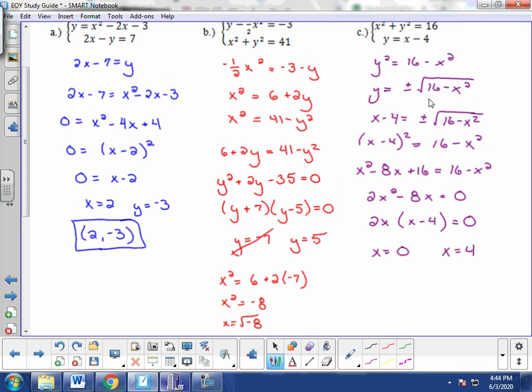Then I can go ahead and substitute these back in. If I take this 0 and put it back into the equation there, I get 0 minus 4. So I would get (0, negative 4) as a solution. And if I take this 4 and put it back in there, I would get 0. So I get (4, 0) as a solution. So two solutions for this one as well.